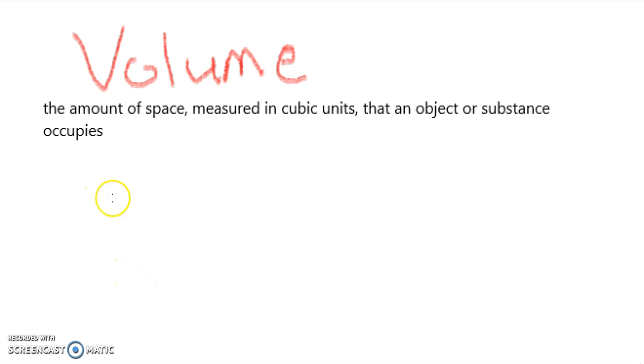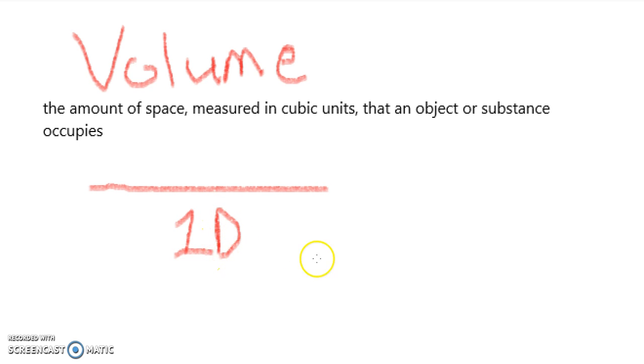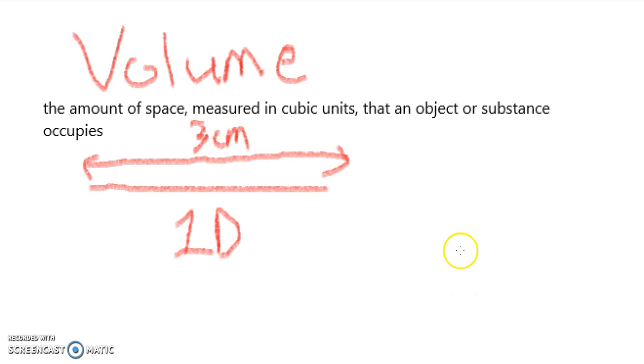Before we get all the way into volume, let's talk about dimensions. There's a line. How many dimensions does that line have? It has one dimension. It's one-dimensional. And if we measure that thing, we say, how long is our line? Let's say this line is 3 centimeters long, okay? So its units are in centimeters.